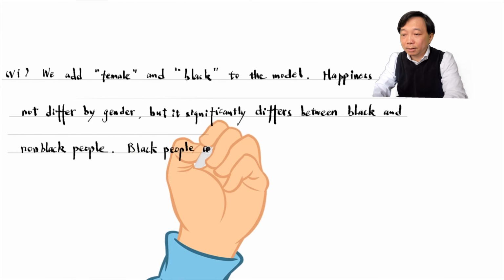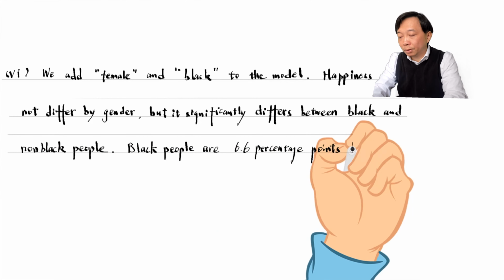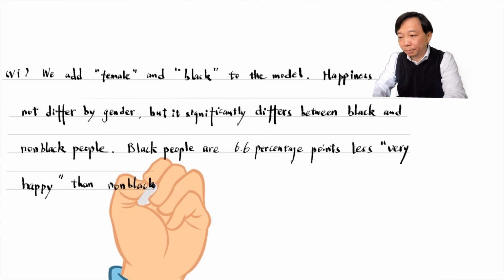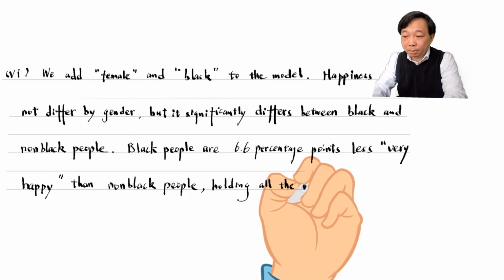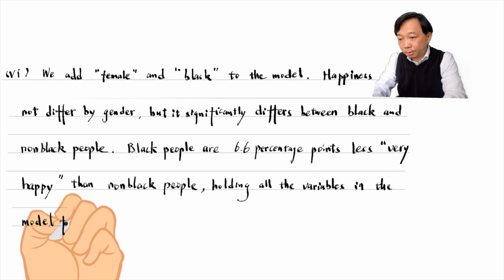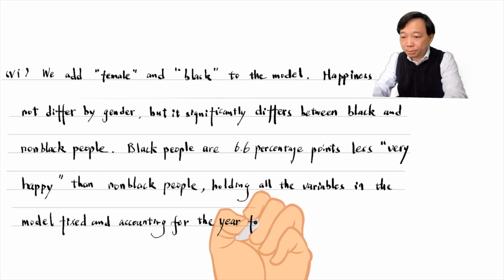Black people are 6.6 percentage points less likely to be very happy than non-black people, holding all the variables in the model fixed and accounting for the year fixed effects captured by the year dummies.